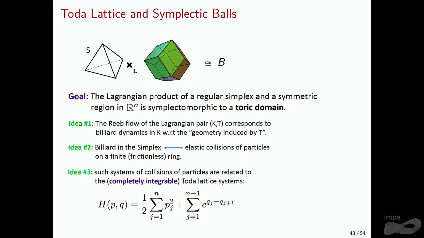Okay. So now we have all the ingredients, right? We started with symplectic balls. We went through these special Lagrangian product configurations. We restricted ourselves to a very special case where one of these domains is the simplex. The reason for that, in a sense, is because of this. Billiards in the simplex are special from this dynamical point of view. And this system was studied extensively. In particular, we have this connection to the Toda lattice system.